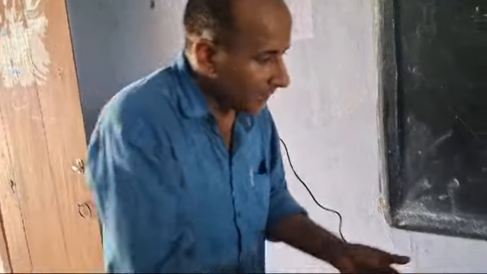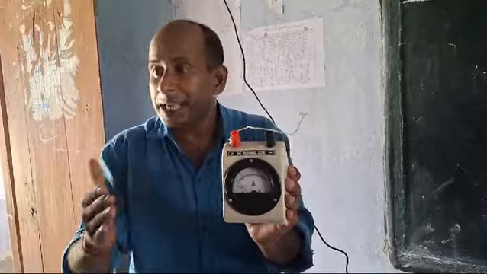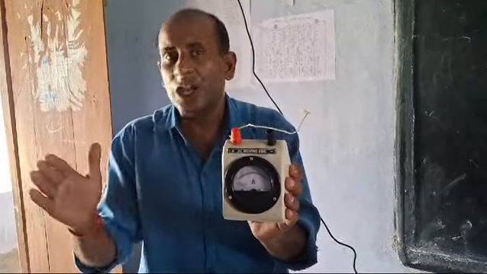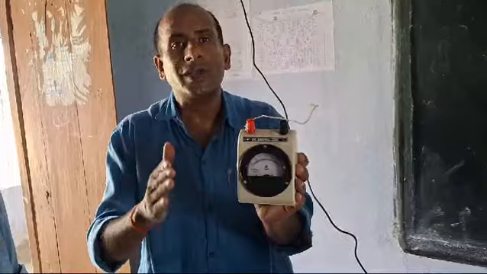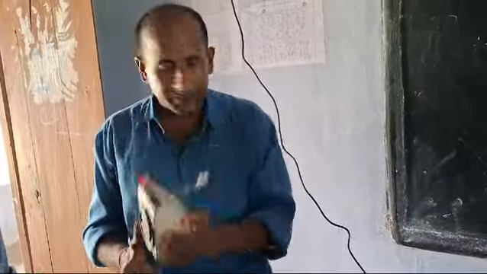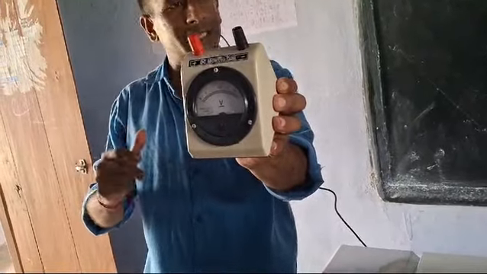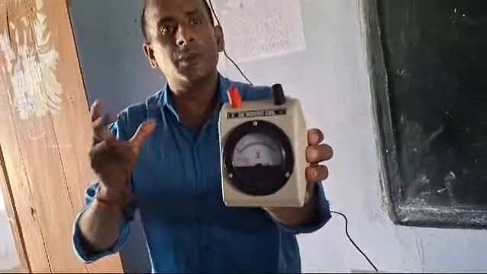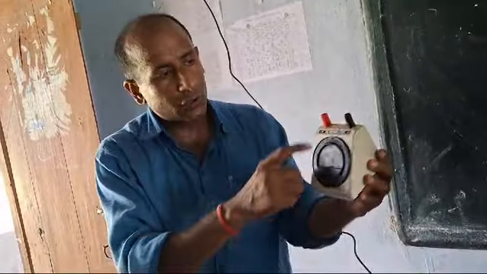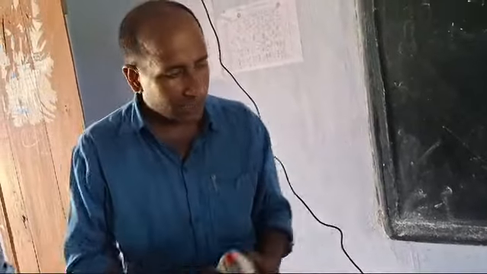Now, this is an ammeter. It is a device used to measure the magnitude of electric current passing through the circuit, and it is always connected in series. This is a voltmeter. It is used to measure the potential difference across the circuit, that is, the voltage between two points. Voltage is the work done per unit charge.